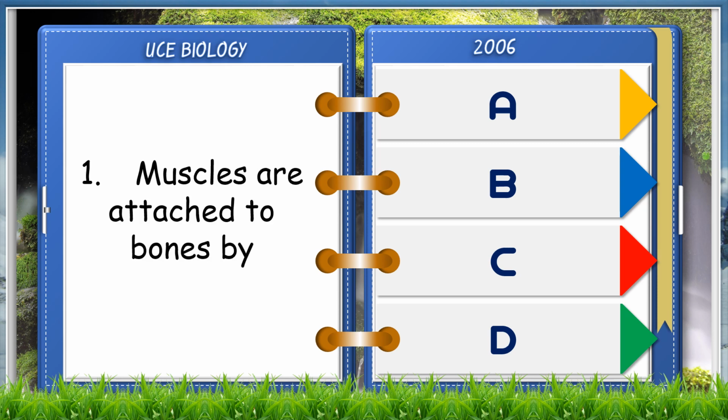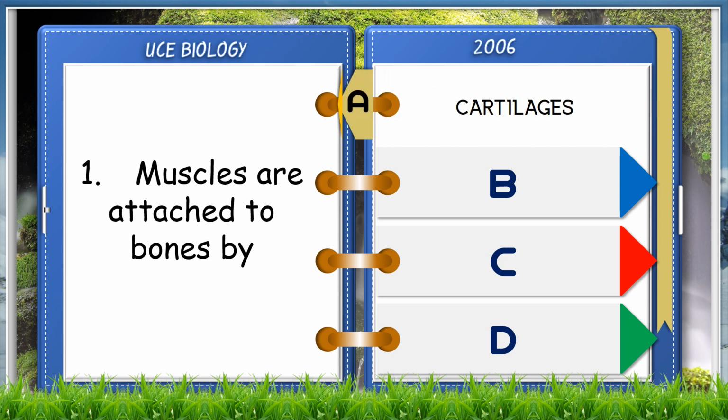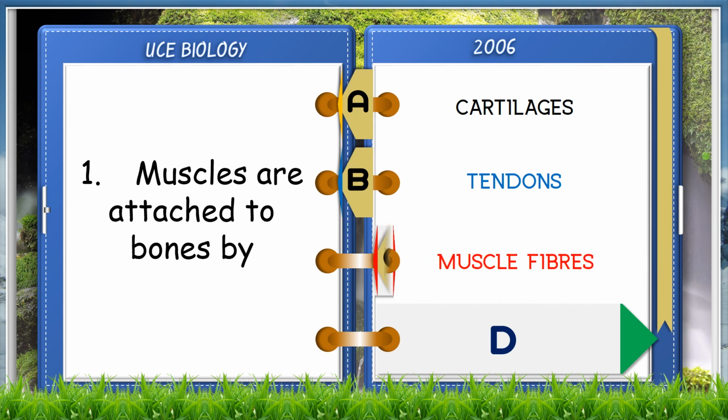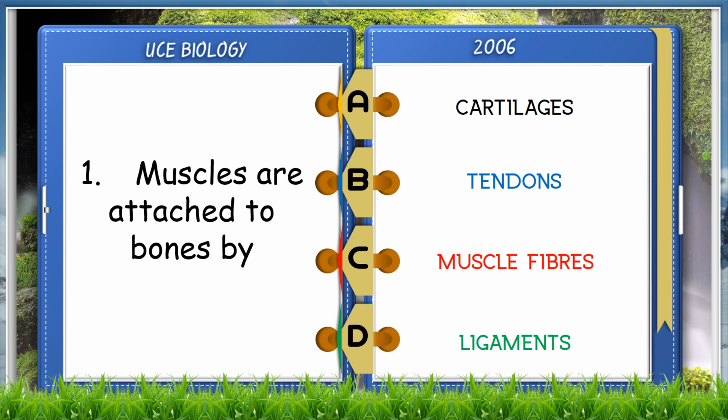Muscles are attached to bones by: A. Cartilage, B. Tendons, C. Muscle fibers, D. Ligaments. The answer is B. Tendons.